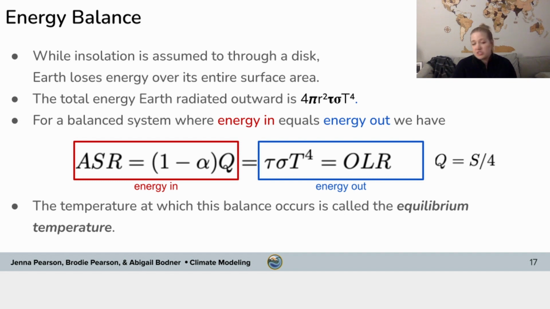When there are perturbations in either solar radiation or, for example, a composition of the atmosphere, anything really that would affect the absorbed shortwave radiation or outgoing long-wave radiation, it will lead to an energy imbalance, and the system is going to adjust until a new equilibrium temperature is reached. This will be the primary focus of the next tutorial.